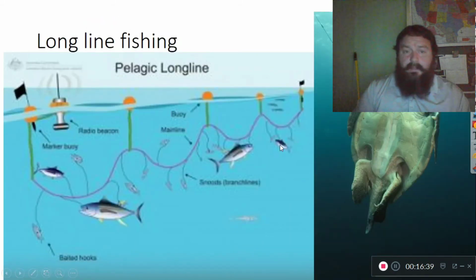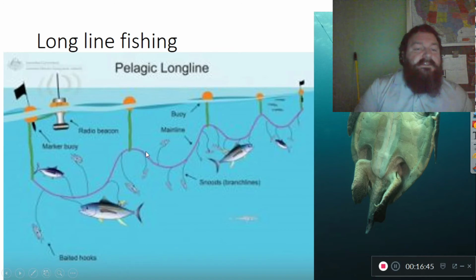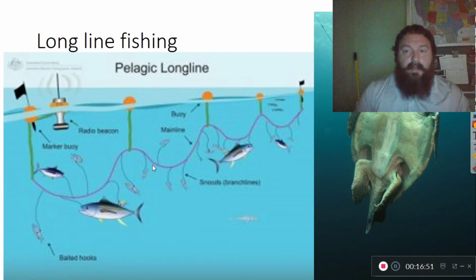Long lining, again, another really bad one. They found lines that were tens of miles long. And every 5 or 6 feet, there's a baited hook. Those baited hooks are non-discriminatory. Anything that wants to go up and eat that bait is going to get caught, whether it's a sea turtle, a targeted species, a smaller fish that just happens by and sees a free, easy meal, or a bird that swoops down and finds the ones that are close to the surface.